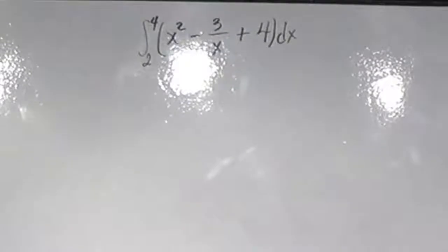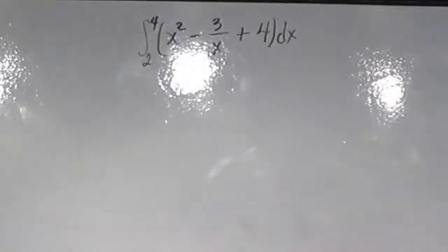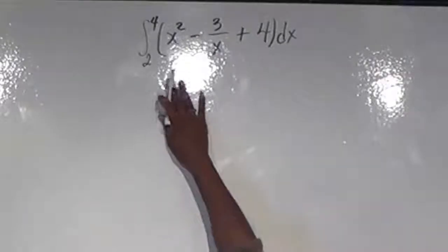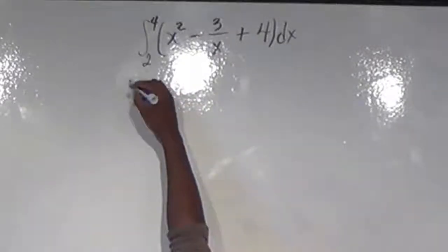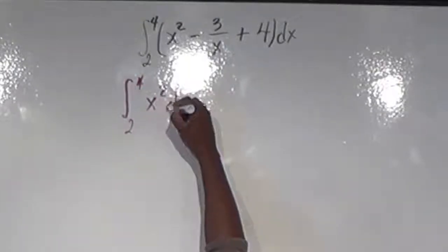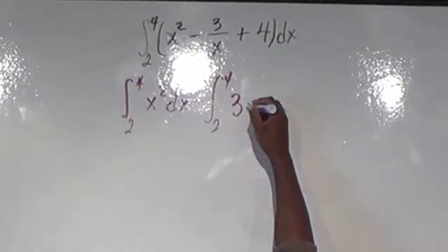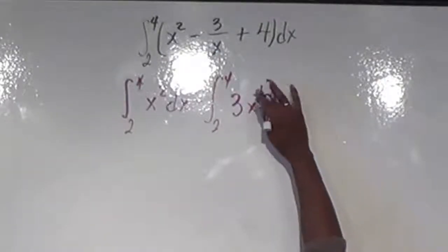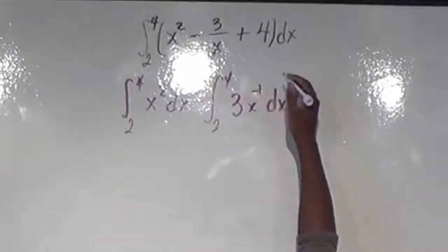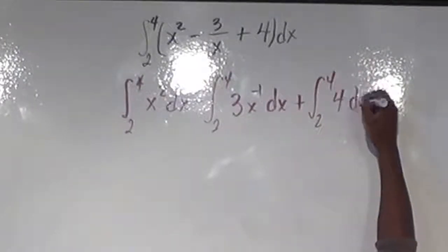In this first example, I want to find the value of the integral from 2 to 4 of x squared minus 3 over x plus 4. Okay? And so here again, I can treat this like some sums and differences. So I can break this up: the integral from 2 to 4 of x squared dx minus the integral from 2 to 4 of 3x to the negative 1 dx, that's a negative 1, plus the integral from 2 to 4 of 4 dx.